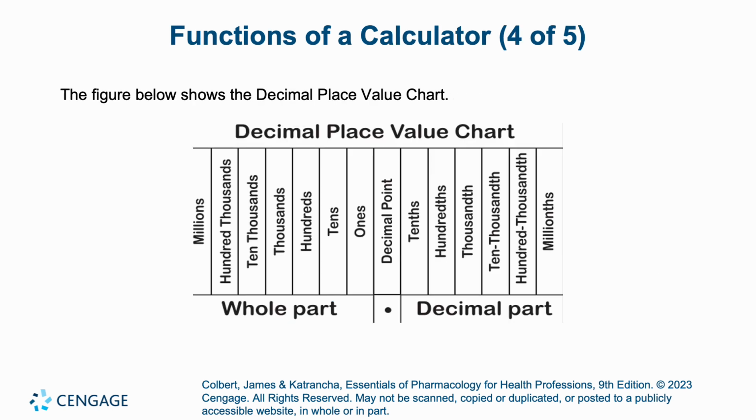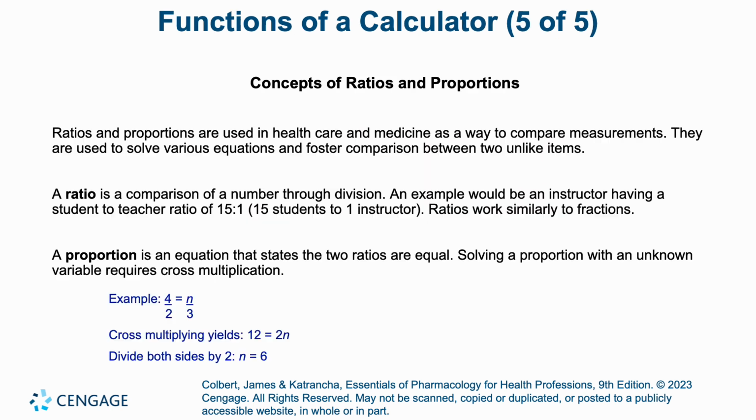There's a figure on this slide that shows the decimal place value chart, the whole part and the decimal part. So the whole part on the left, and then the decimal point, and then the decimal part on the right. On the whole part, you have millions, hundred thousands, 10,000s, thousands, hundreds, tens, and ones. Decimal point, tenths, hundredths, thousandths, 10,000ths, 100,000ths, millionths. So just look at this table if you're confused about what I'm talking about. It's a good visual representation of whole parts of a number versus decimal parts.